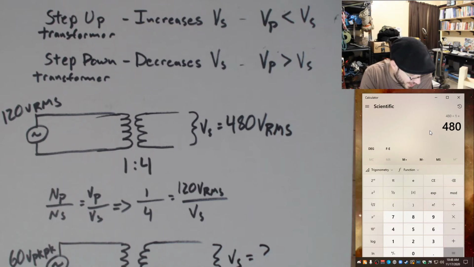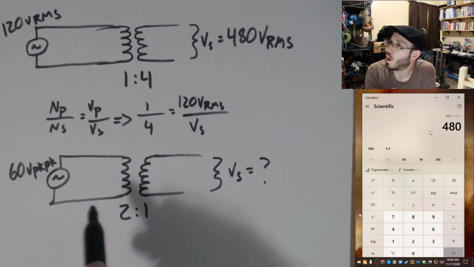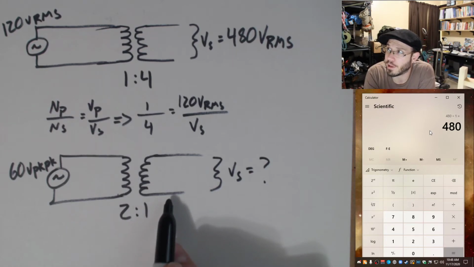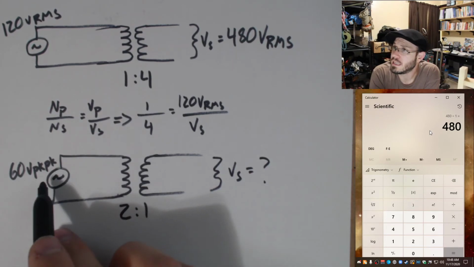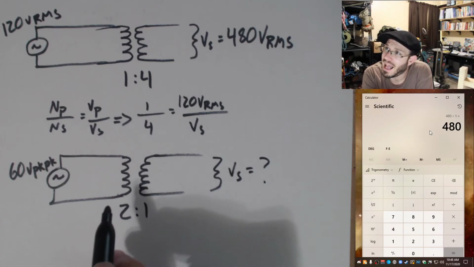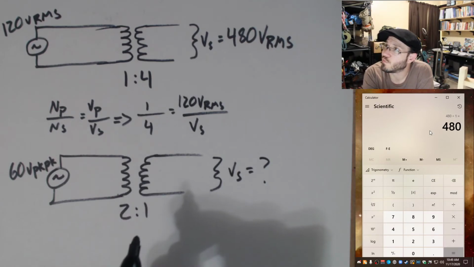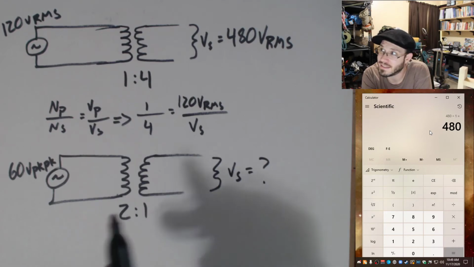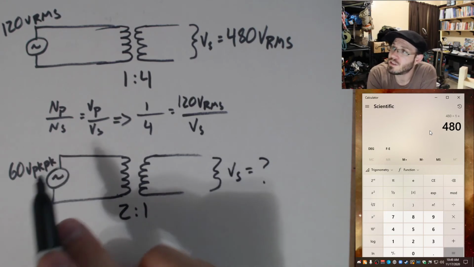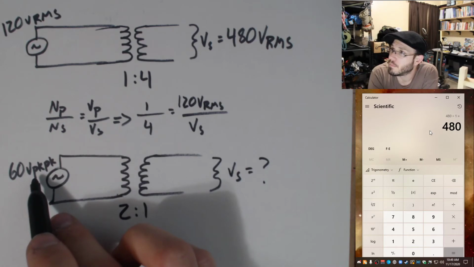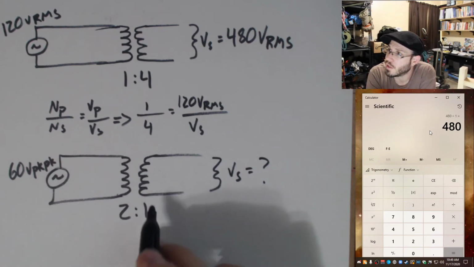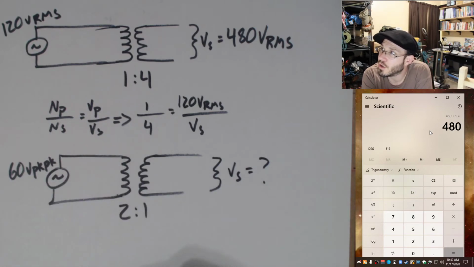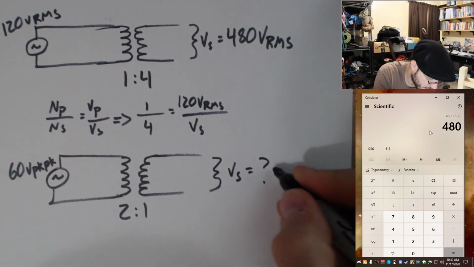Well, I got 2 times as many turns. Whoa, 2 times as many turns on the input as I have on the output. And so with 60 volts peak to peak, I know I'm going to be stepping this voltage down because this side has fewer turns, hence lesser voltage. So if I have 60 volts peak to peak going into a 2-to-1 transformer, I'm going to divide 60 by 2. So I get 30 volts out.